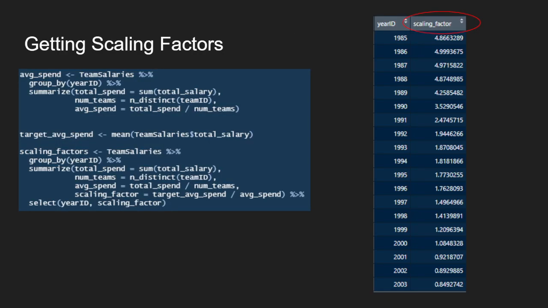So why is this? Well, I need to add scaling factors because every year in Major League Baseball, the average salary was different. So if we're comparing from 1985 to 2003 here, you can see that in 1985, we have to multiply their salaries by 4.86. And to make that the same as 2003, we'd also have to multiply 2003 by 0.849. So 2003 salaries are getting smaller, 1985 salaries are getting way bigger, just to even them all out and make all the salaries for every year the same.